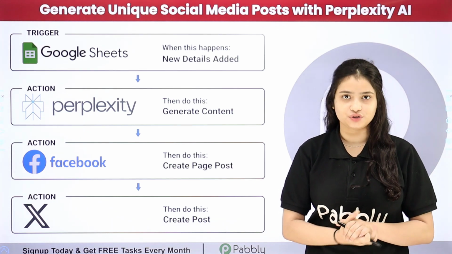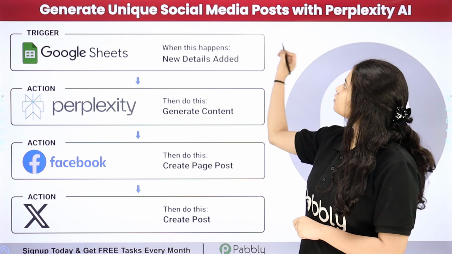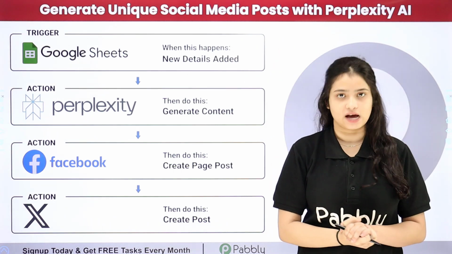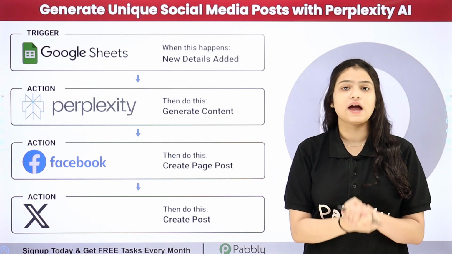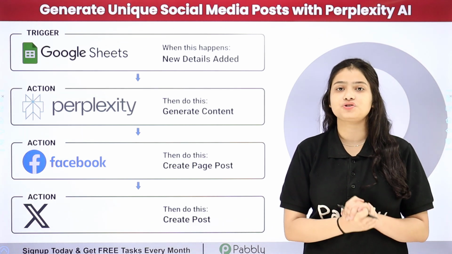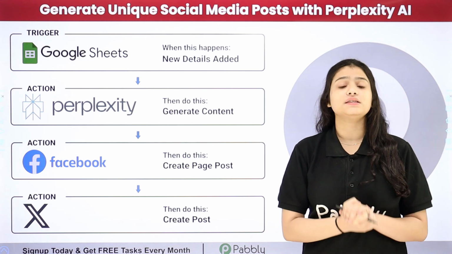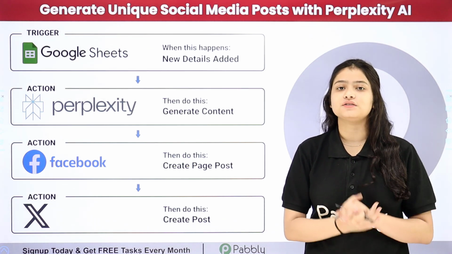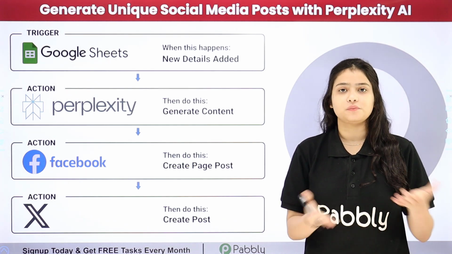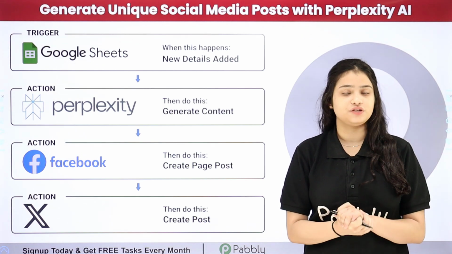In this video, we are going to learn how to generate unique social media posts with Perplexity AI. So I'm running a fashion store, and to promote my business, I want to post on a regular basis related to my fashion essentials. Now, generating the content for each of the posts is a time-consuming task. Therefore, I'm going to use Perplexity AI to generate the content for each of the posts.